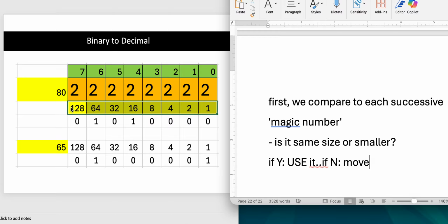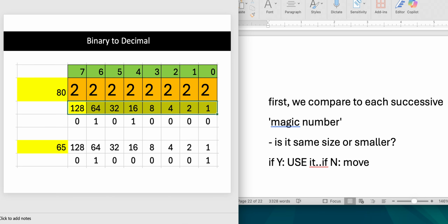Take 80. Is 80 bigger or smaller than 128? Another way to look at it is, is 80 greater than or equal to 128? If the answer is no, we assign a 0 and we move on to the next magic number. And I'll even mark it up. So 80 is not greater than or equal to 128, so we assign it a 0 and cross it off.